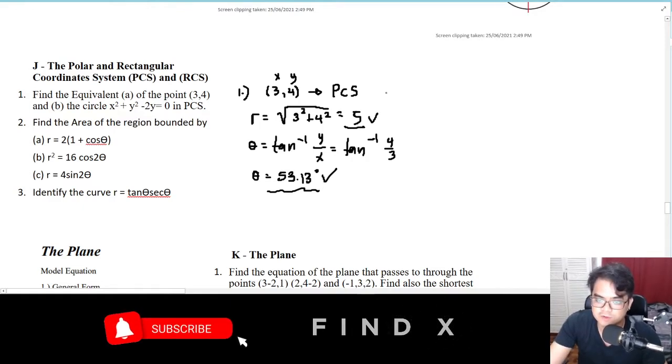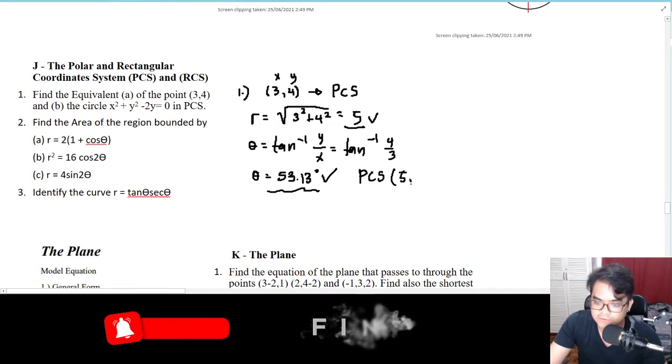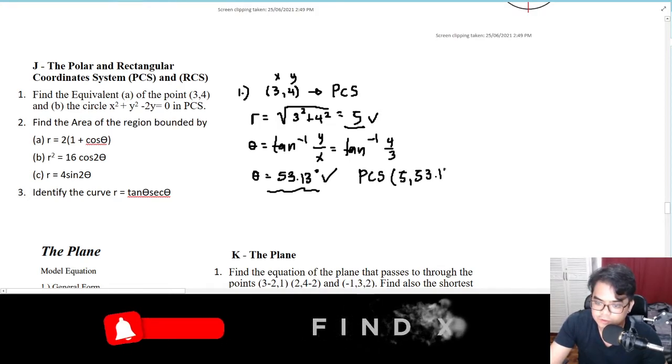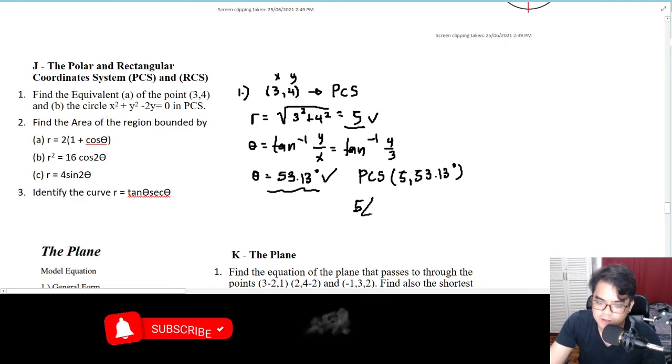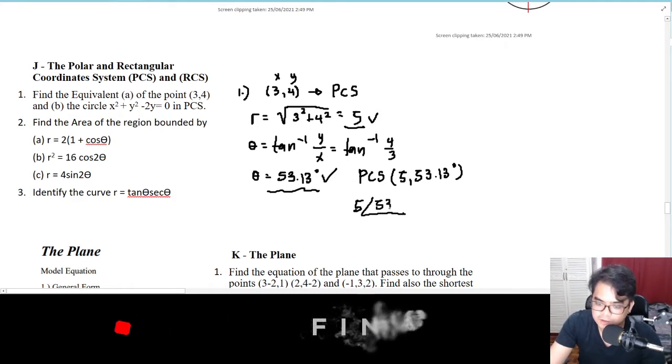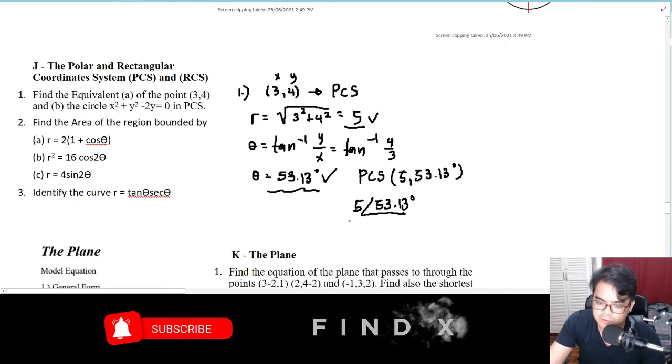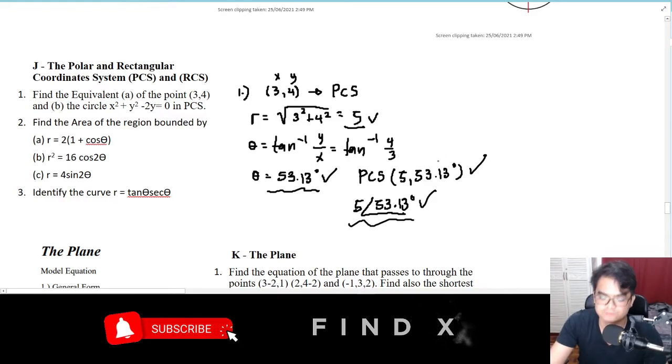Therefore, the polar coordinates will be (5, 53.13 degrees). You can also represent this as 5 angle 53.13. This is also correct.